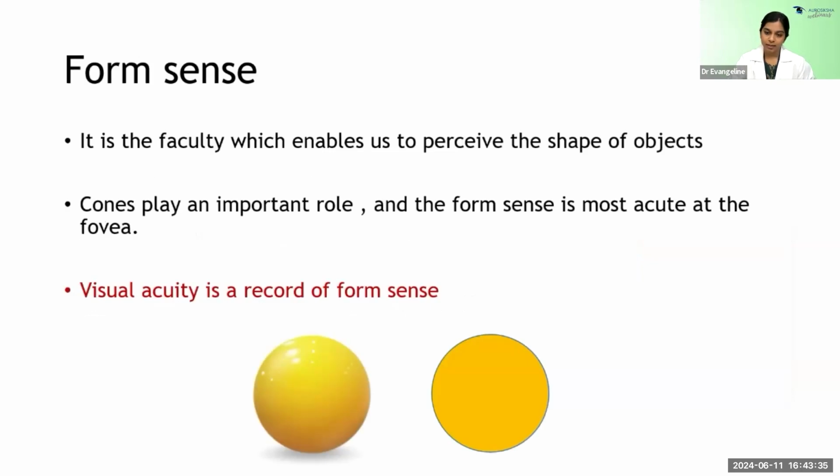Form sense. It is a faculty which enables us to perceive the shape of objects. Here, cones play a predominant part, and form sense is most acute at the fovea, where the cones are closely set and most highly differentiated. Visual acuity is the capacity to see fine details of objects in the visual field. The acuity of vision, therefore, applies to central vision, that is, images formed at the fovea. Now, visual acuity is a record of form sense.